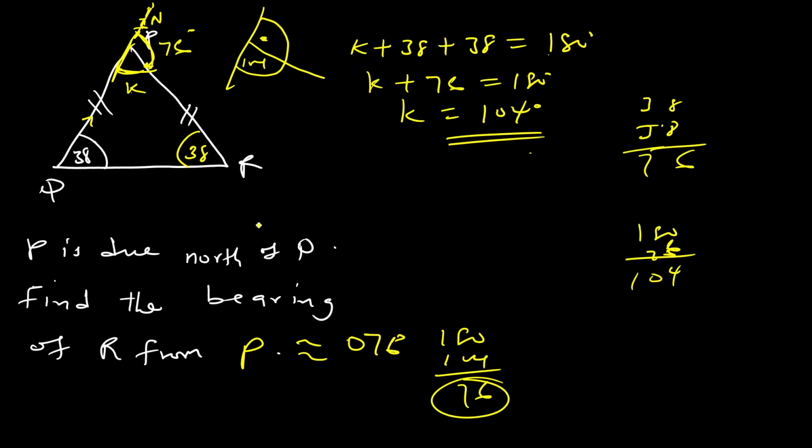So one other way around, we can say the exterior angle is equal to the sum of the opposite interior angles. So 36 plus 36 will give us the bearing of R from P.